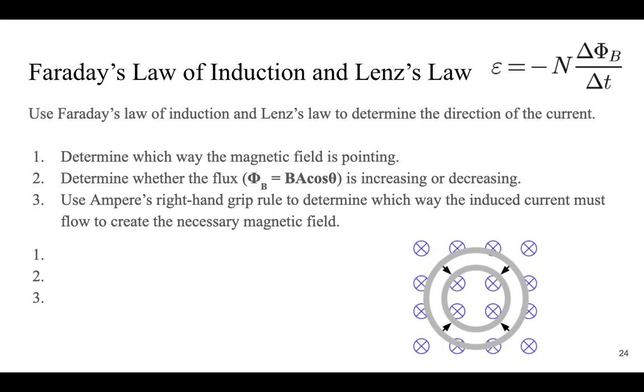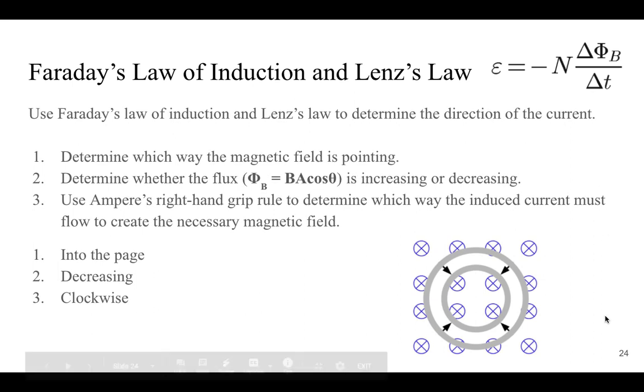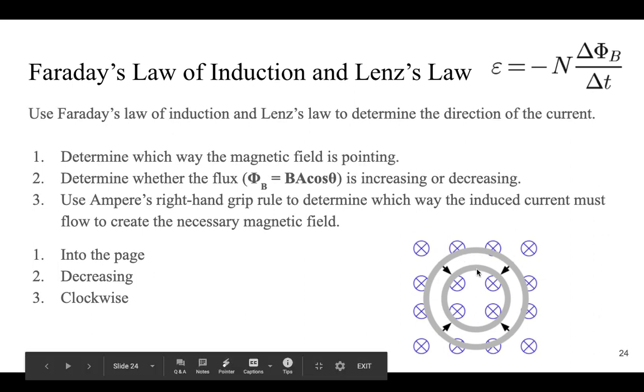So we have to use Ampere's right-hand rule to determine which way the induced current must flow to create the necessary magnetic field. So we need more magnetic field going into the page. So which way is that going to be? That is going to be clockwise. So look at that picture. Hold out your right hand, do Ampere's right-hand grip rule, and convince yourself that if the current flows clockwise through this loop, that's going to create more magnetic field into the page, which is going to help make up for the magnetic flux that we're losing.